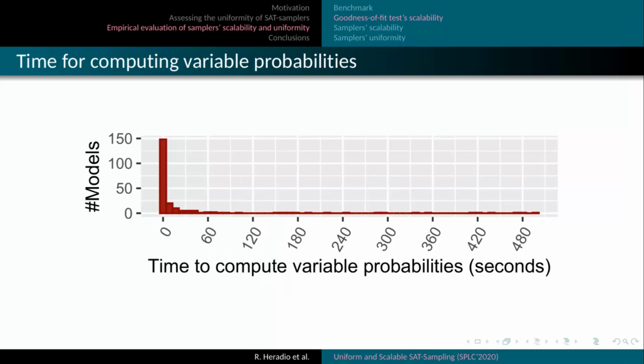This histogram shows the time required to compute variable probabilities. In most cases, a few seconds were enough, and for the largest models we needed about 8 minutes. In other words, our validation method scales in terms of sample size and time efficiency.